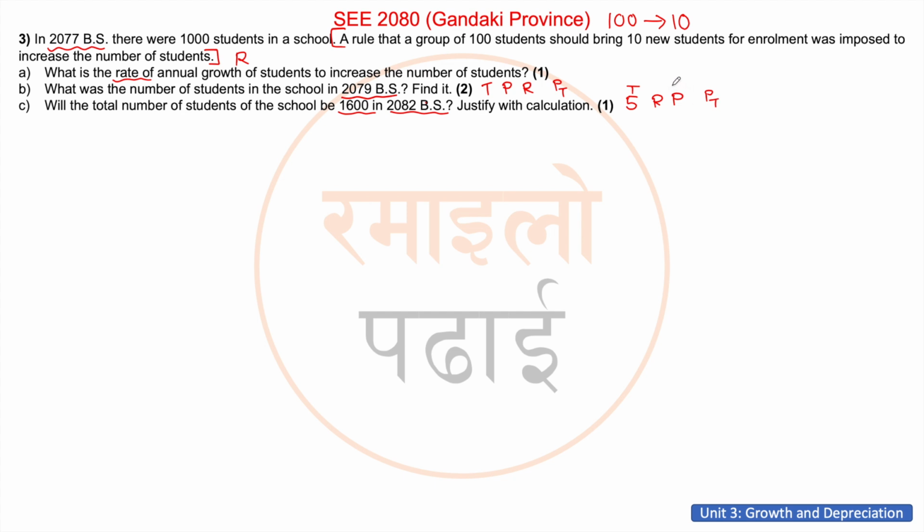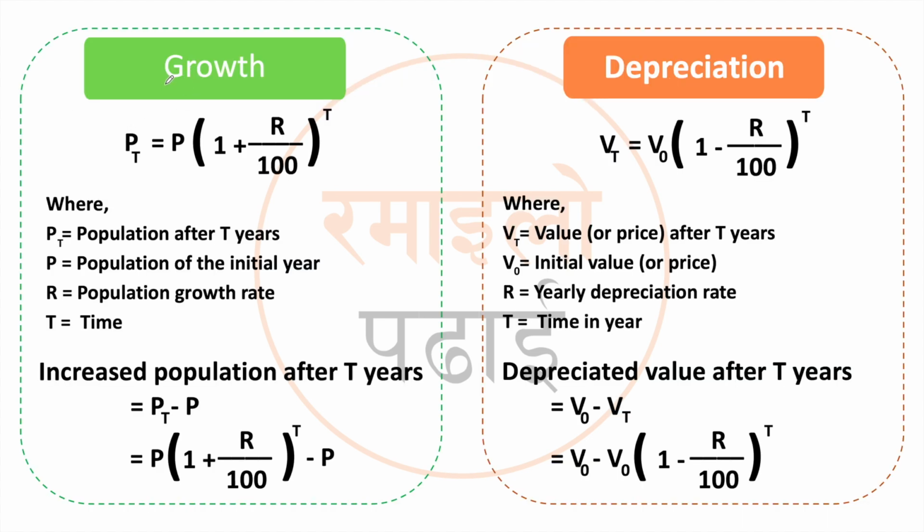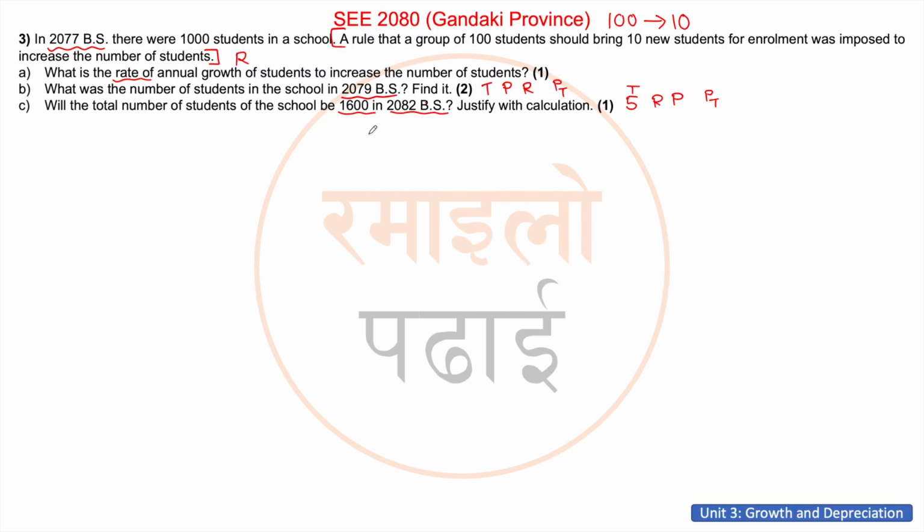Now we will solve this question, but before that we will first revise our formula. Here the formula for growth is PT equals P times (1 plus R upon 100) to the power T. PT is the population after T years. In question number B it was 2 years, and in question number C it will be 5 years. P is the initial population. Here the initial number of students is 1000. R is the rate of population growth, which we will calculate in question number A. And the time will be 2 years or 5 years based on the question. So this will be the formula that we will use. Now let's start with the solution.